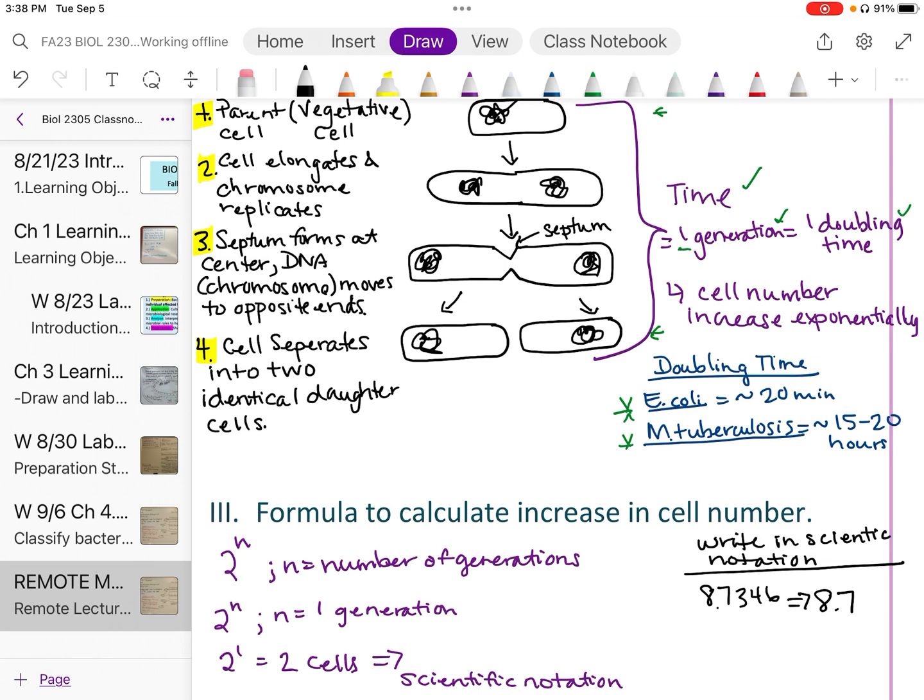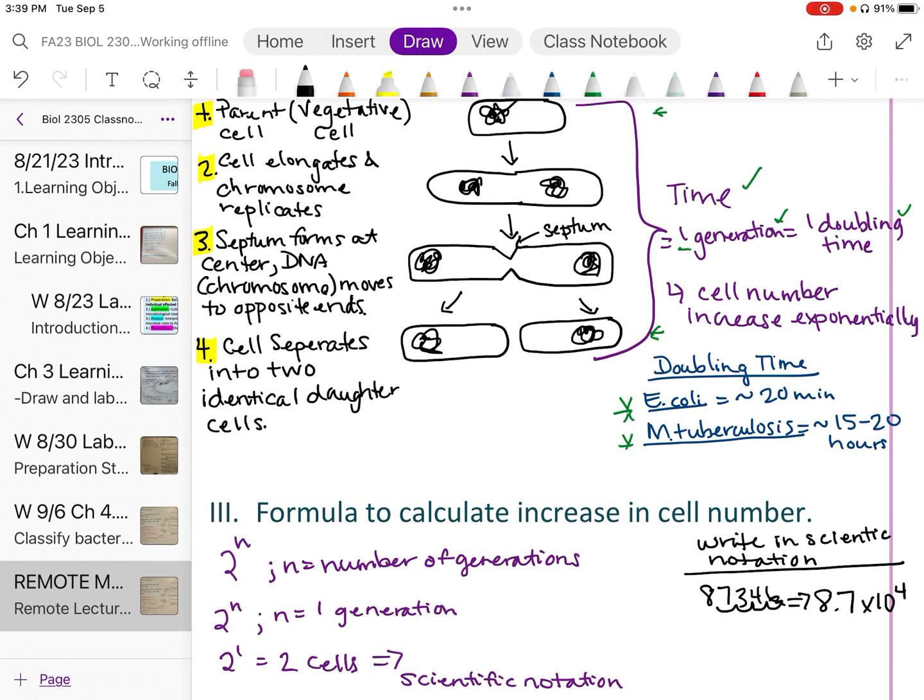So if our decimal point is between the 8 and the 7, it's going to move over 1, 2, 3, 4 times. So if it moves over 4 times to the right, that would mean it would be 10 to the 4th. This 4 is a positive number because it's moving to the right. Okay, so that's this number, 87,346, in scientific notation.